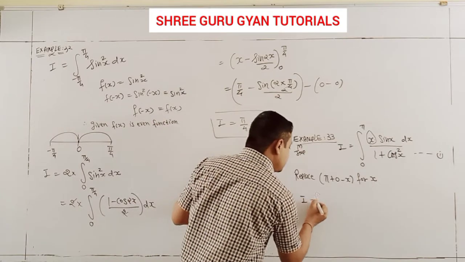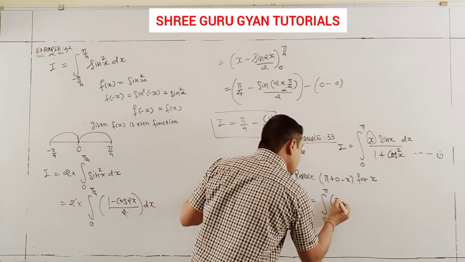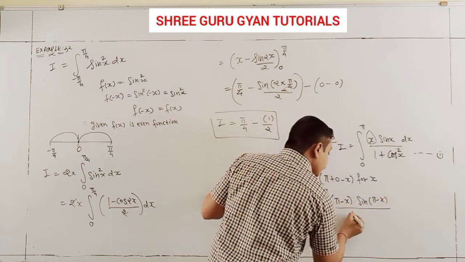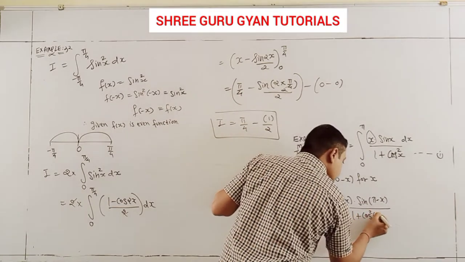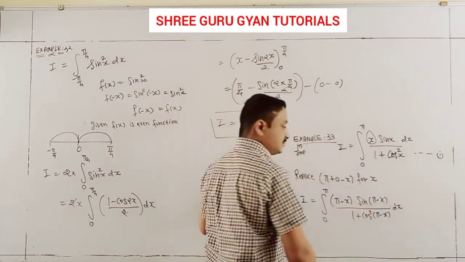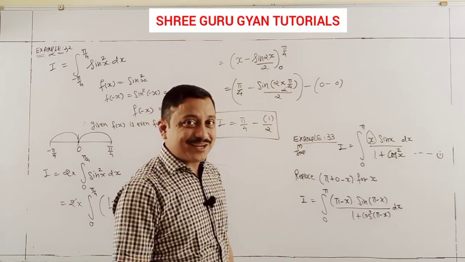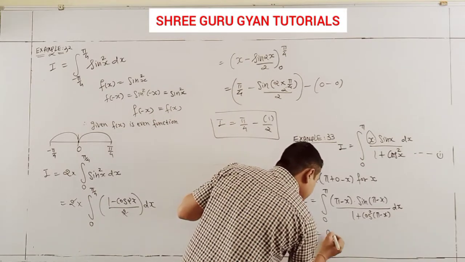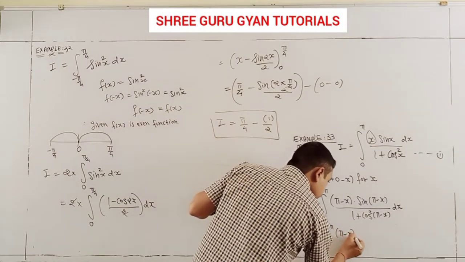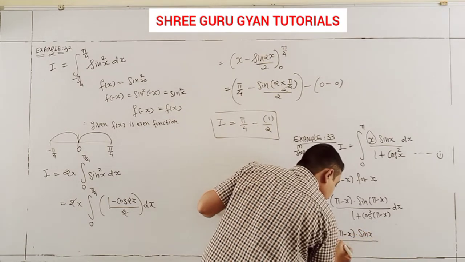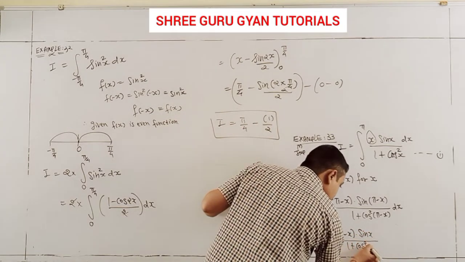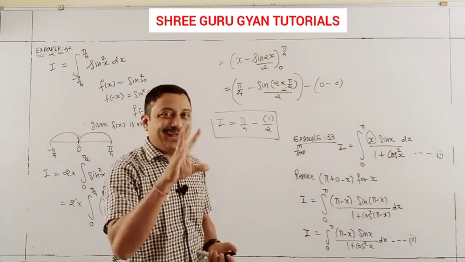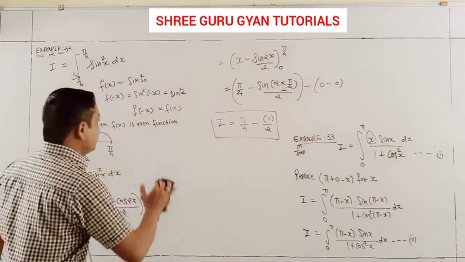So here you get pi minus x, sin of pi minus x, and here cos square of pi minus x dx. Now pi minus x, which quadrant? Yes, second quadrant. So I is equal to integral 0 to pi, pi minus x sin x, and here students 1 plus cos square x dx. Statement 2. Now 1 and 2 only you can add, you get easily further solutions.